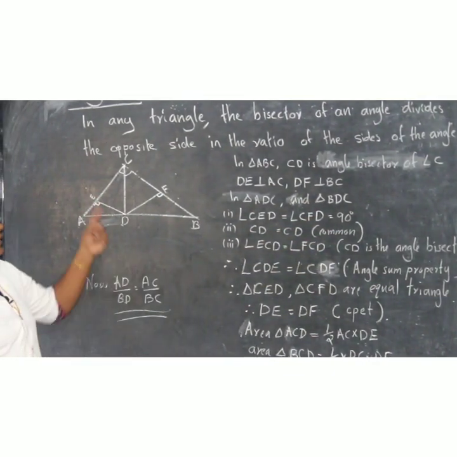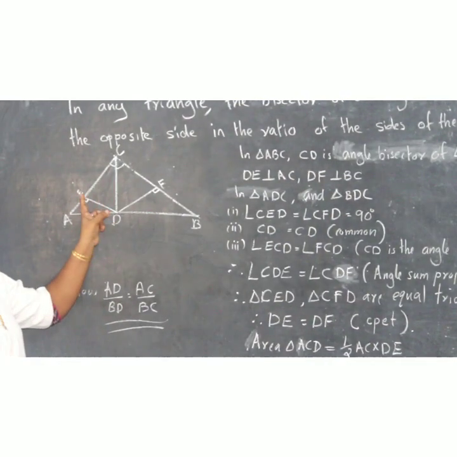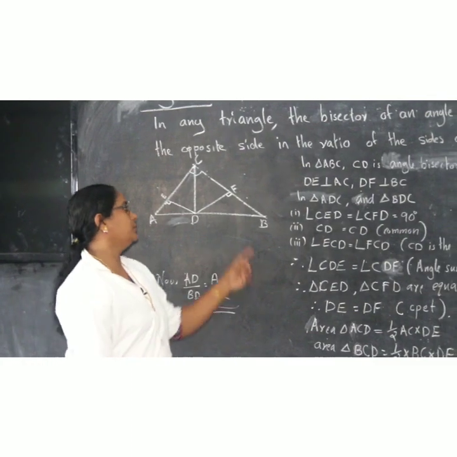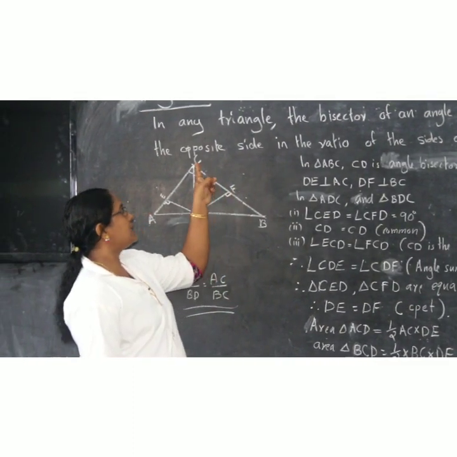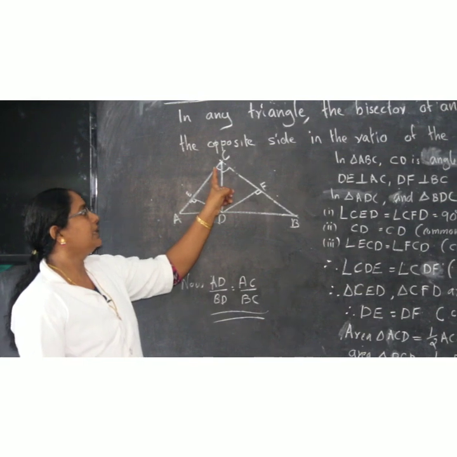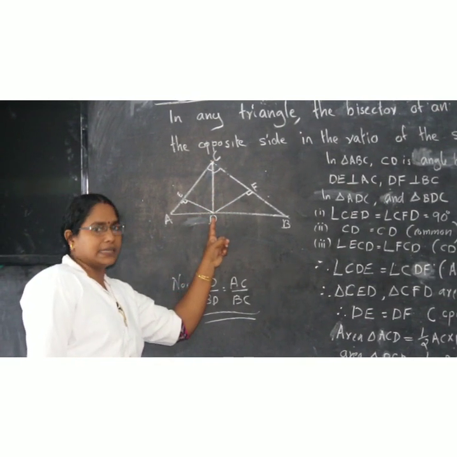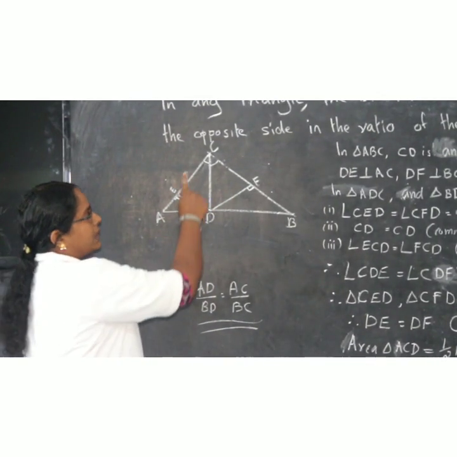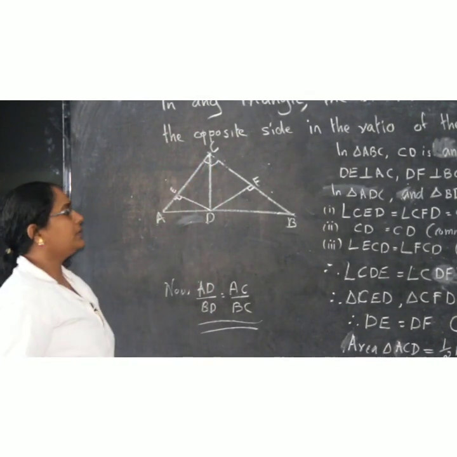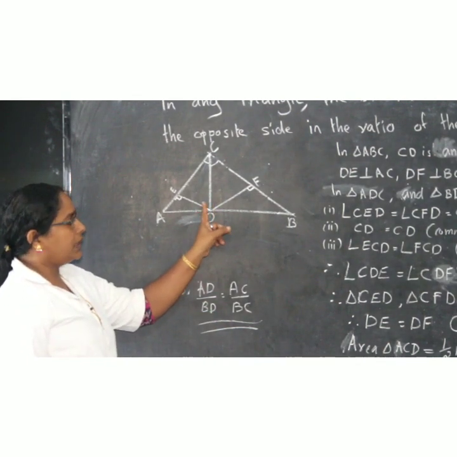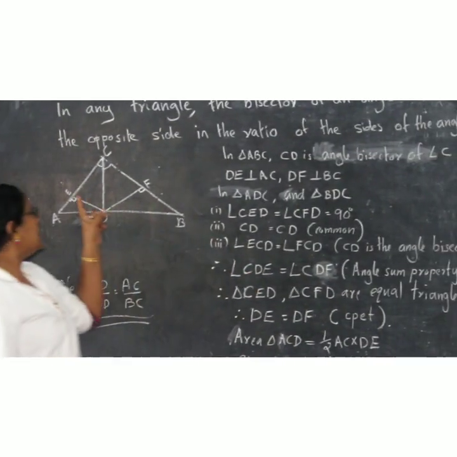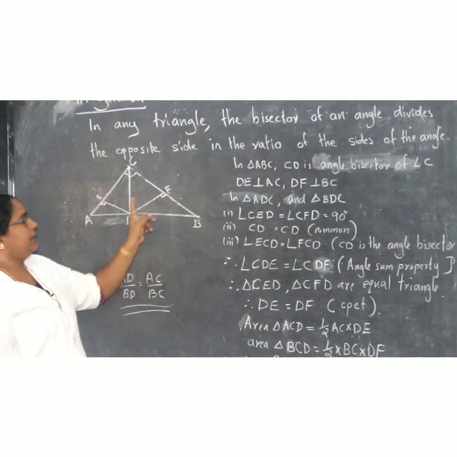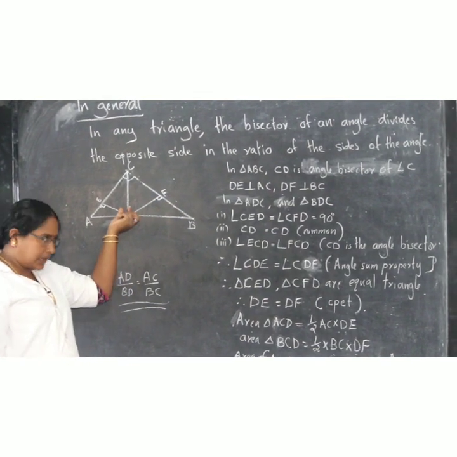Then, as already given, angle ECD equals angle FCD. Reason: CD is the angle bisector. Therefore, in the two triangles, two angles are equal. Therefore, the third angles are also equal. What is the angle name? Angle CDE and angle CDF. These two angles are equal.